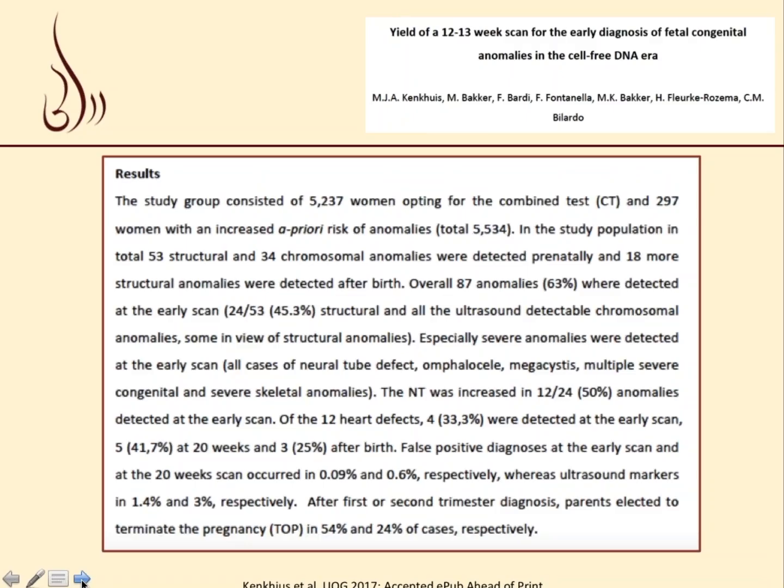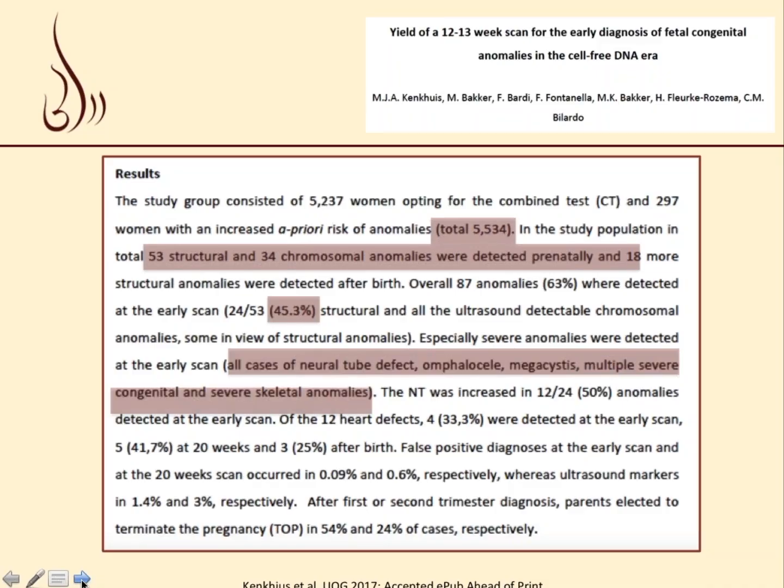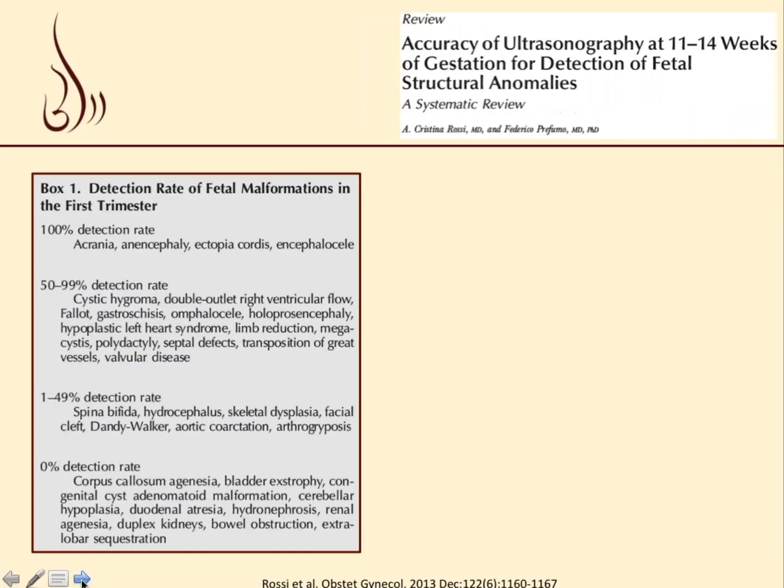A recent study that is still in an accepted form ahead of print in the White Journal from the Netherlands looked prospectively at 5,534 women who were coming in for the combined test, at which time a sonogram was done to look for structural abnormalities. And they were able to detect 45.3% of all structural abnormalities, which is similar to what was reported in the Nicolaides' group. Again, all severe cases were detected at that point in time.